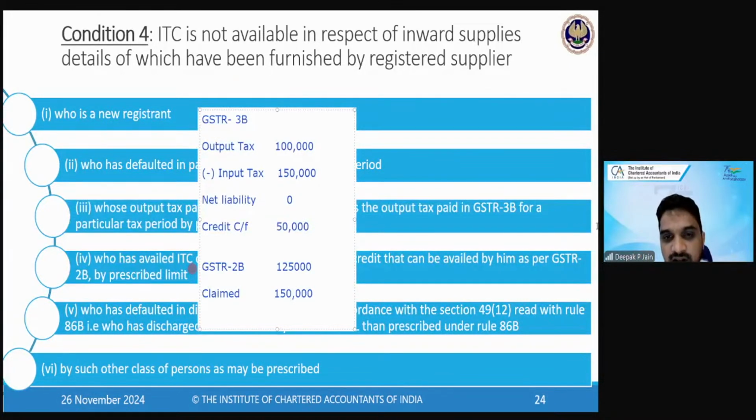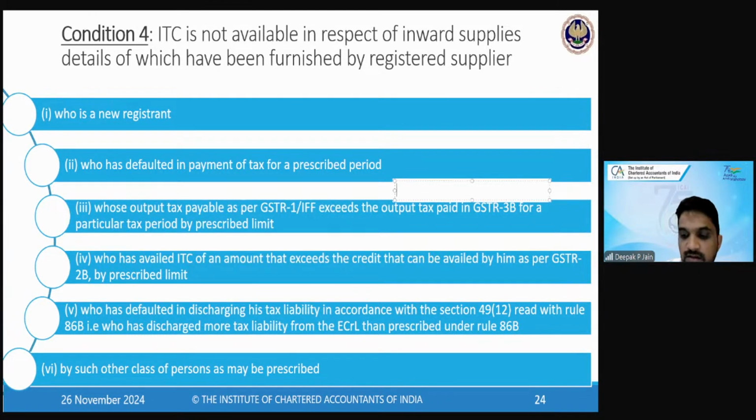Correct. 25,000 is the extra claim made. So they have not specified the limit. They've just said any credit which is claimed more than what is there in the 2B, then you'll be under this list. Okay. So this is the condition 4. Now we'll go to the next condition.